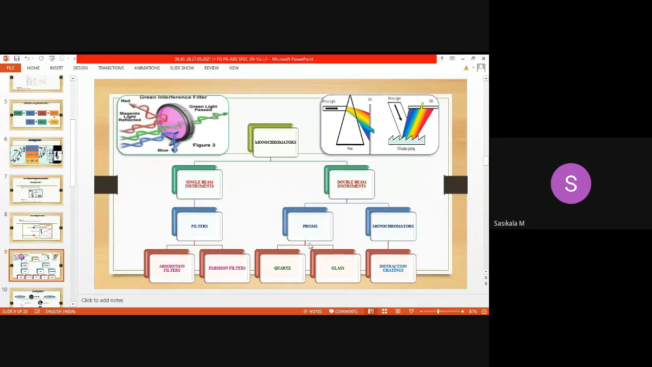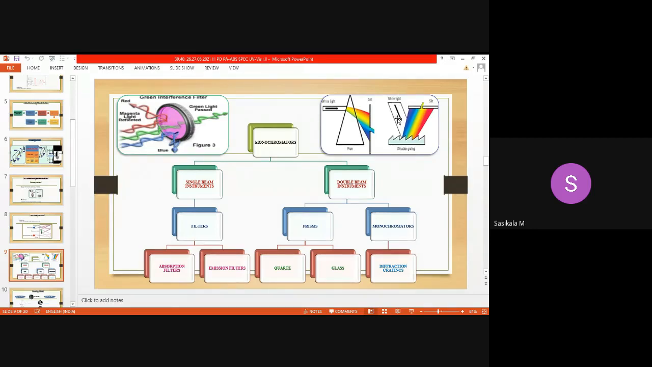So prisms function based on dispersion, filters function based on filtration. Filtration, this is the dispersion process. Then let's see about monochromators. Monochromators of diffraction gratings. You can see the gratings means the rulings present over the surface of the monochromator. That is called a grating monochromator.